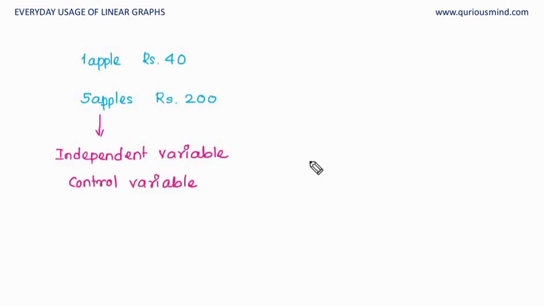Whereas the amount, when it is represented by a variable, is a dependent variable, because it depends upon how many apples you want to buy. If you want to buy 5 apples, it is 200. 1 apple, it is 40. 10 apples, it will be 400 rupees. So the value of this amount variable is dependent on the variable number of apples, and so it is called the dependent variable. This one we change, this one is driven by whatever changes we make here. So this is dependent, this is independent.